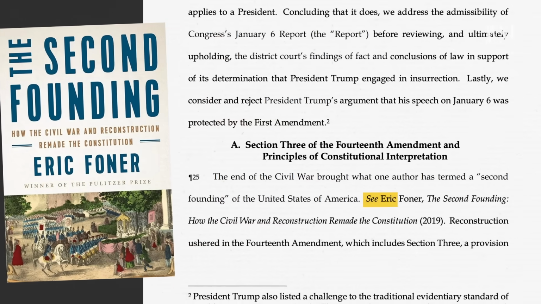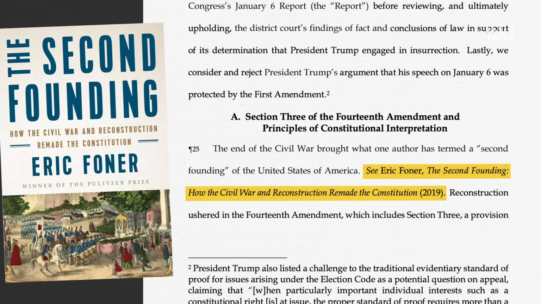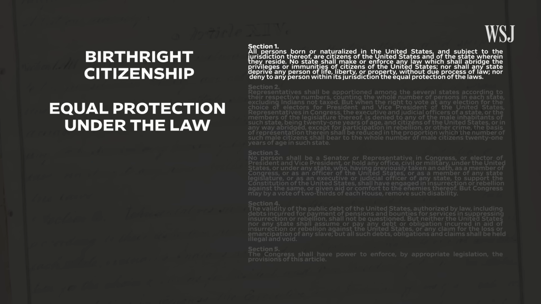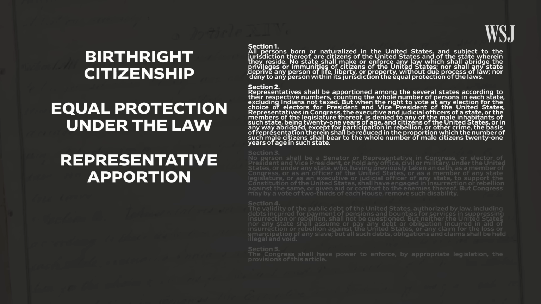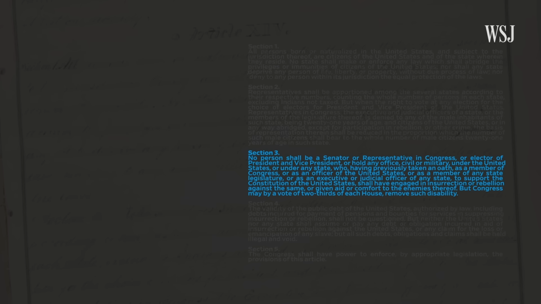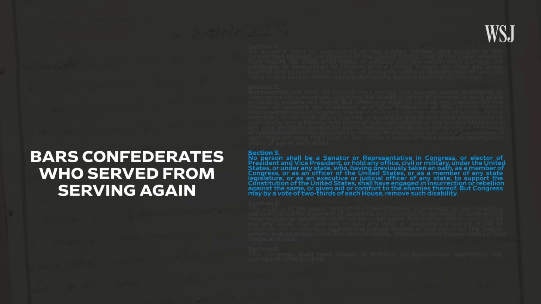One of his books was even cited in the Colorado Supreme Court's ruling. My publisher was ecstatic. They really think it's going to lead to a lot of sales, which I'm not so sure about. And in that book, he details the origins of the 14th Amendment, the one that established birthright citizenship, equal protection under the law, how representatives are apportioned. Oddly, the debt ceiling. But also this, Section 3, barring Confederates who served from serving again.